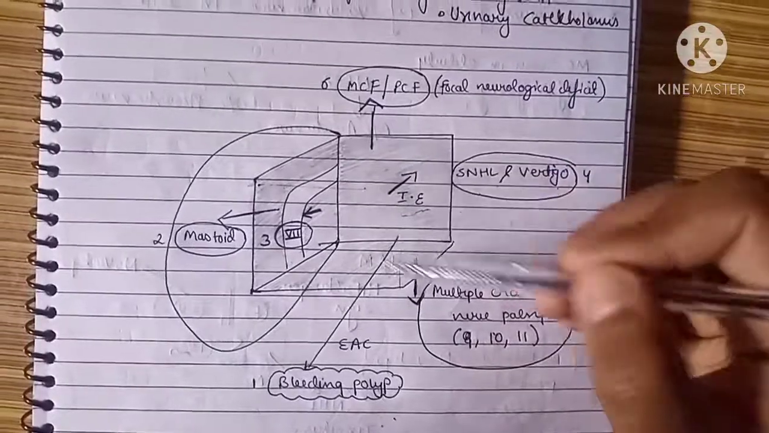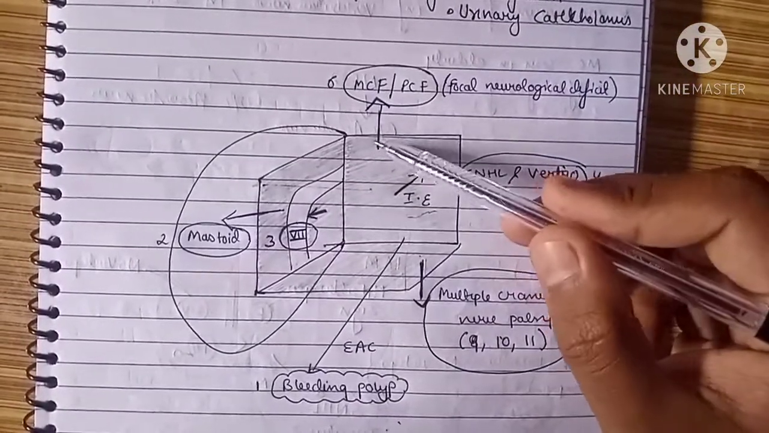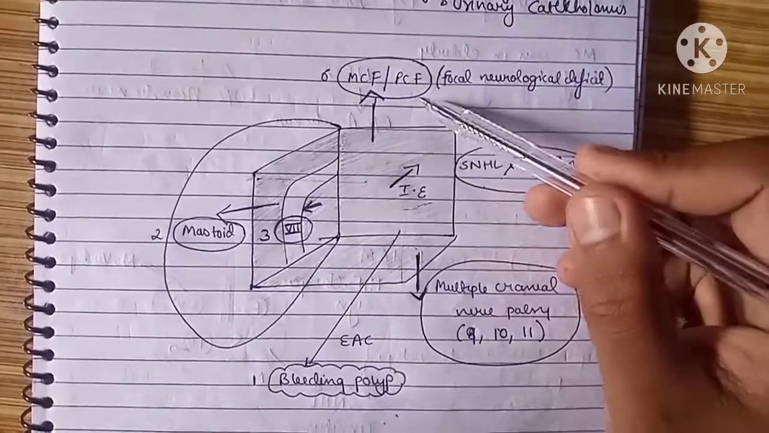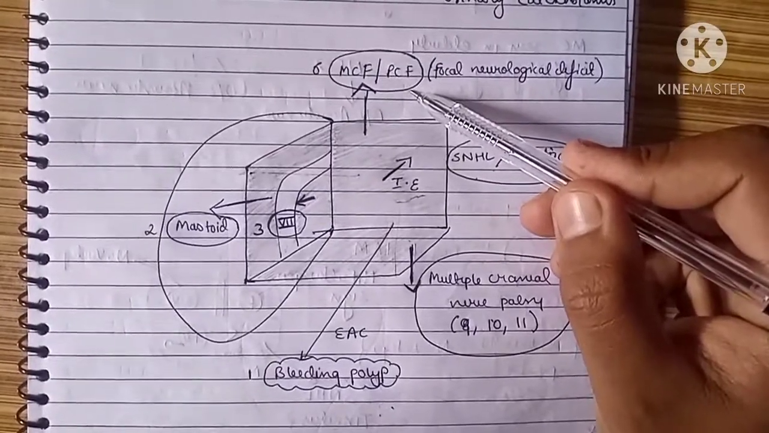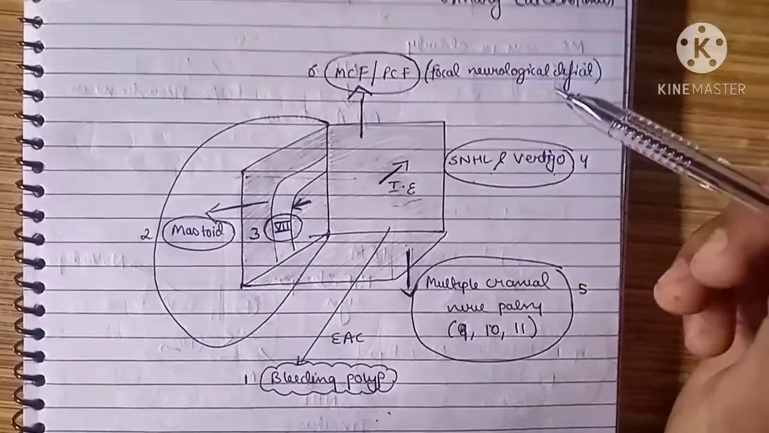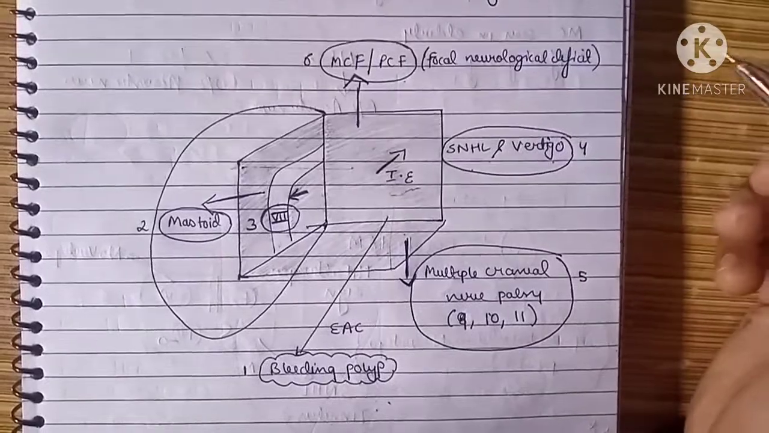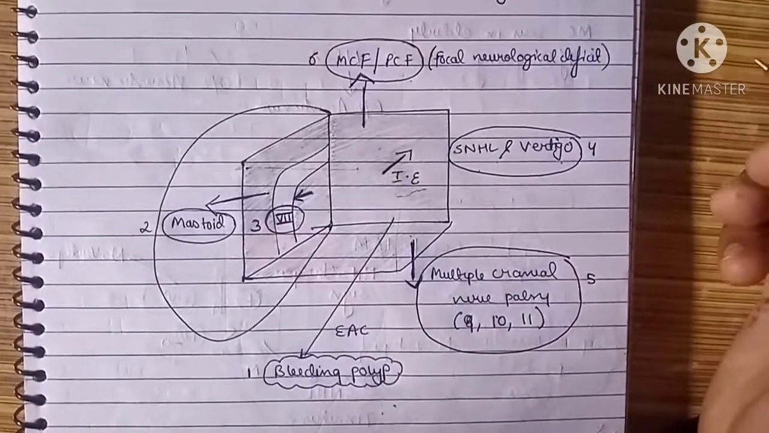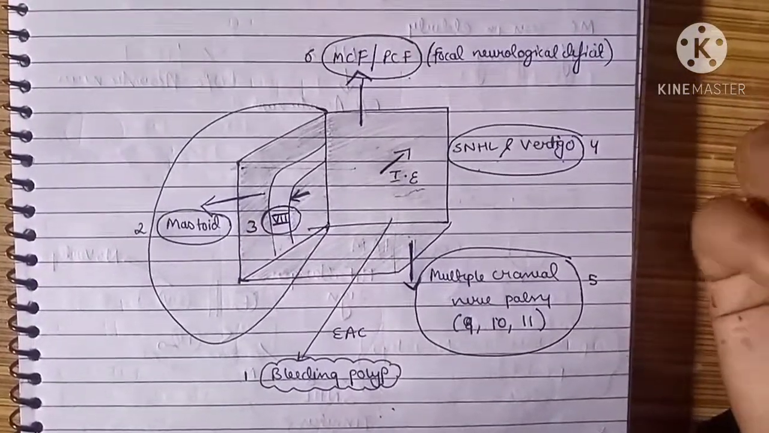Superiorly, this glomus tumor can invade into the middle cranial fossa or posterior cranial fossa, and the patient will present with focal neurological deficit. So this is what we needed to know about the clinical features of the condition glomus.